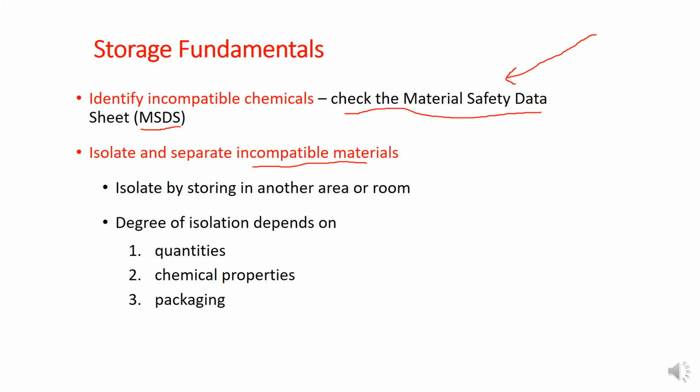So how can we sort out a particular area for them? It depends on the quantity of the chemical, the properties of the chemical and the packaging. These three factors give us the degree of isolation required. For example, if there is a small quantity, it might be stored next to an incompatible material by chance, but if it is a big quantity, of course this will be dangerous.